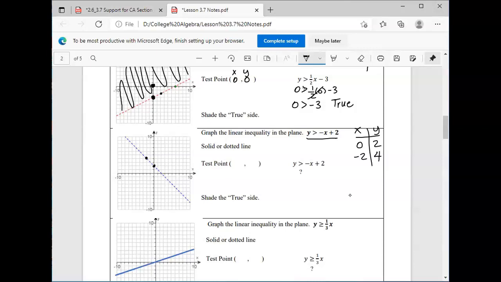Okay. Is this one going to be solid or dotted? Because it doesn't have the equal to part, it's going to be dotted. 0, 0 can still be my test point because it's not on that line. So I would come over here and say, well, is 0... I'm plugging in 0 for X and Y. So is 0 greater than 2? That is false. 0 is not greater than 2.